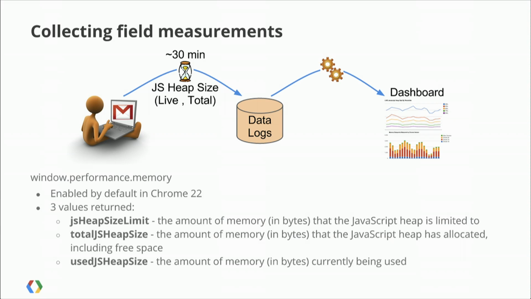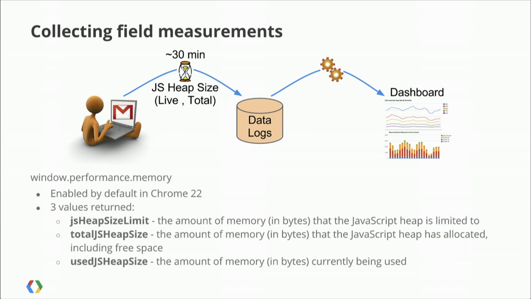So we use the performance.memory API, and what we do is we take measurements every 30 minutes. We store them in our logs, we aggregate them, and we can graph them. And we can see what's the difference between our power users, the 99th percentile, versus our median and the people who just spend a few minutes a day here and there.